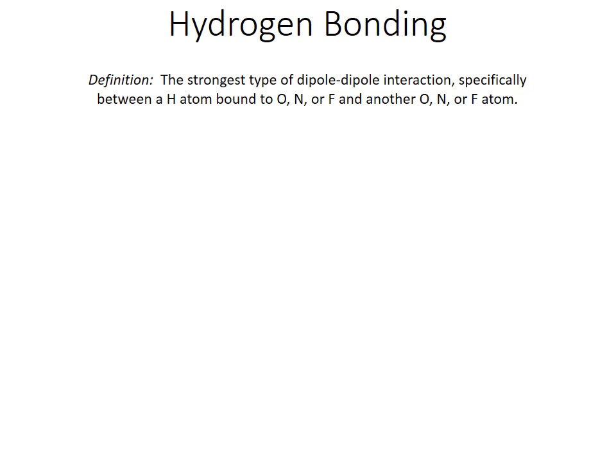In this video, we're going to take a look at hydrogen bonding. Hydrogen bonding is the strongest type of dipole-dipole interaction, and it occurs specifically between a hydrogen atom that's bound to an oxygen, nitrogen, or fluorine, and another oxygen, nitrogen, or fluorine atom. This may make a little more sense if we look at a few examples.